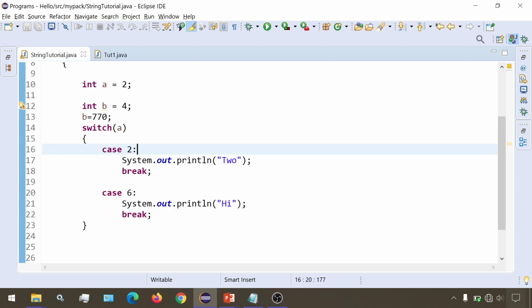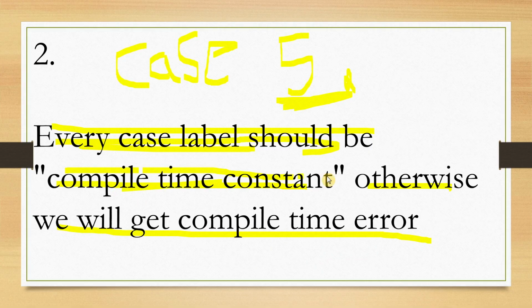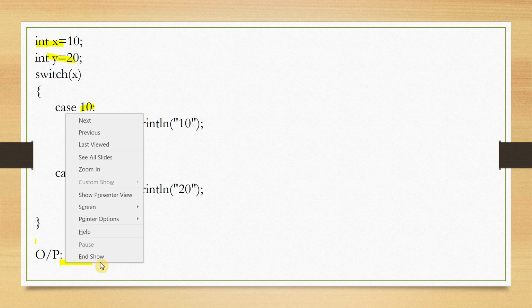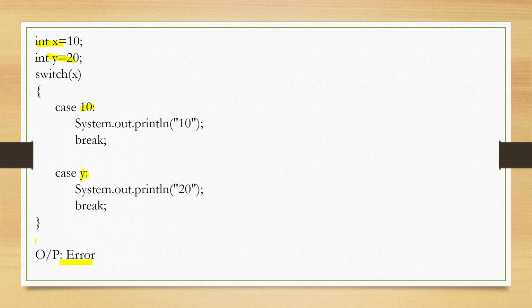So these are compile time constants, and they should be, else we will get an error. This is the same example here. This is 10 and here we are giving a variable, so we are getting an error. These should be constant. If I directly make it 20 here, then this would work and the program would run fine.